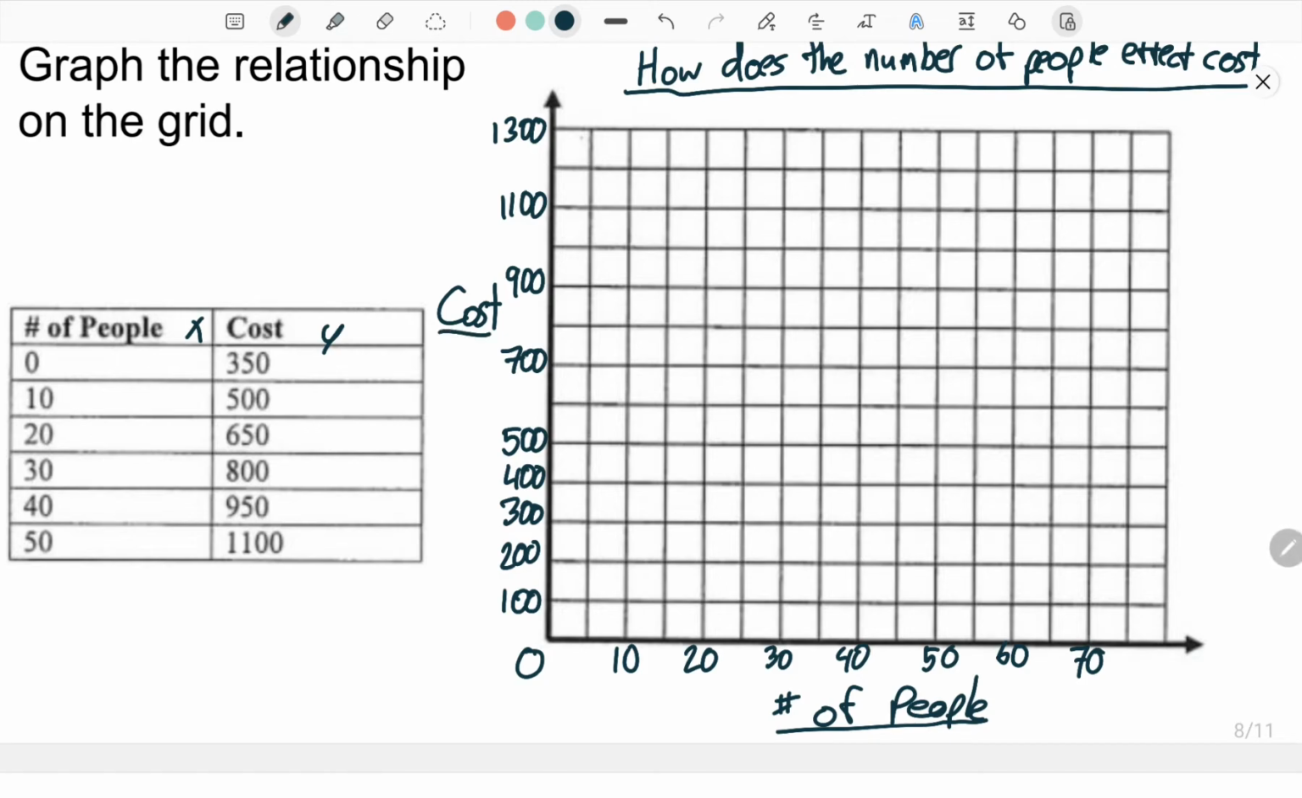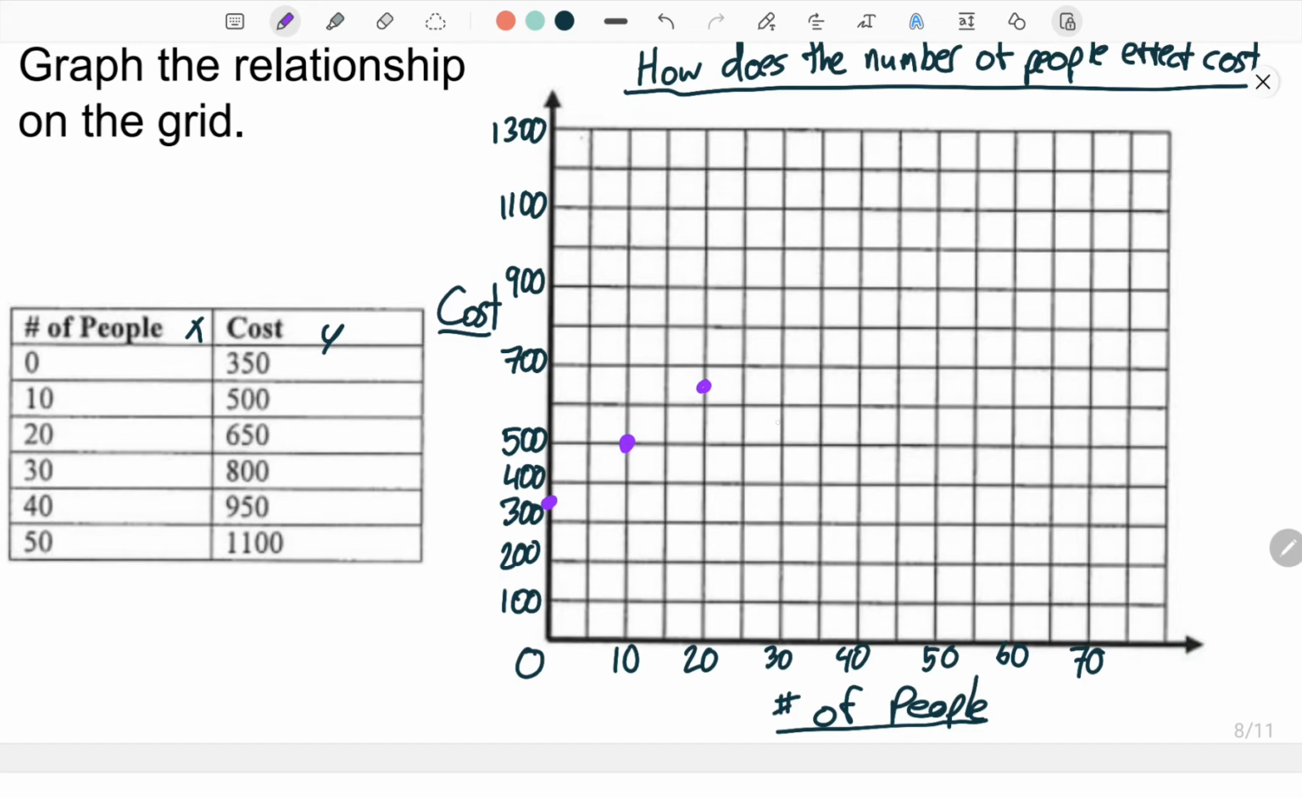All right, what's next? We have our labels of the axes. We have the numbers. Now we can actually find and plot the points. So again, when you're plotting the points, your x value and your y values here, using that to plot the point. And I'll plot in purple. So we're starting with 0 people for 350. So we're going from 0 to 350. Next, we have 10 people at 500. So see, that goes there. 20 people for 650.